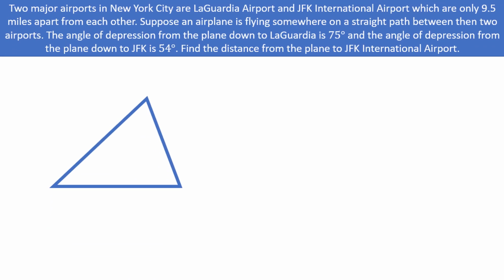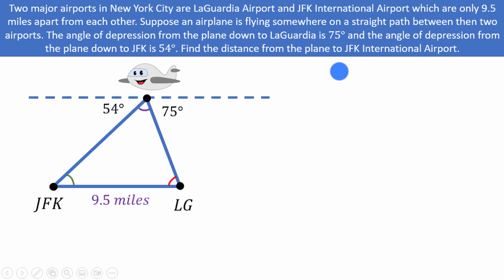Okay, let's look at one final problem, which will be a word problem. Two major airports in New York City are LaGuardia Airport and JFK International Airport, which are only 9.5 miles apart from each other. Suppose an airplane is flying somewhere on a straight path between the two airports. The angle of depression from the plane down to LaGuardia is 75 degrees, and the angle of depression from the plane down to JFK is 54 degrees. Find the distance from the plane to the JFK International Airport.